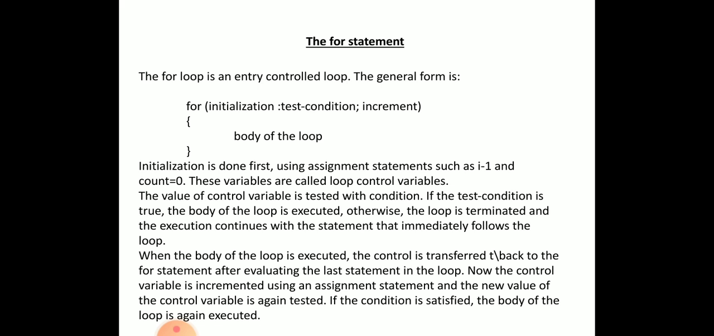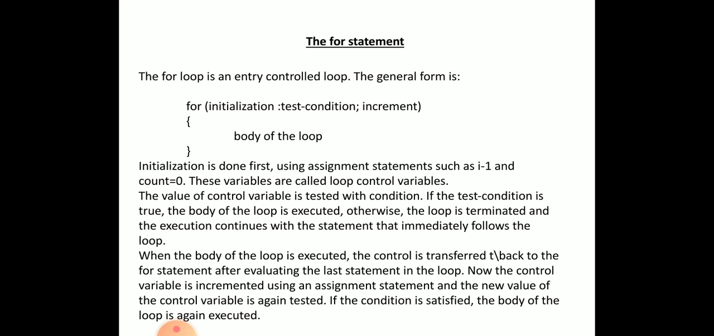Control variable used in the loop will be initialized first. The initialization may be done using any assignment statements. For example, if the control variable is I, we can initialize I equal to 1. Or if the control variable is count, we can initialize the control variable as count equal to 0.